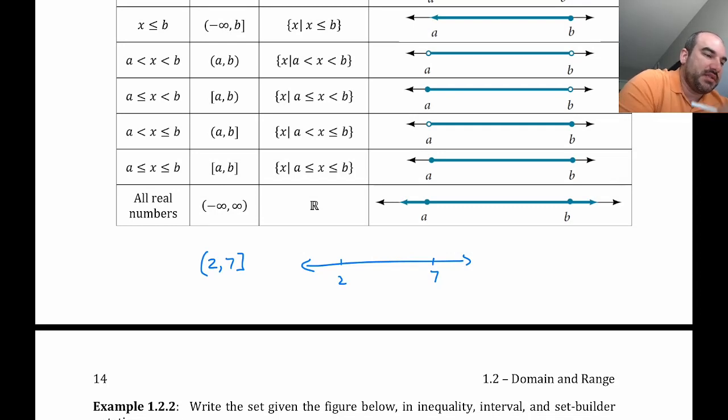The parenthesis next to the 2 tells me that I don't want to include the 2, so I want an open circle at 2, saying we're punching a hole at 2. Then the bracket around the 7 tells me that we want to include 7, so we put a closed circle at 7, and then we shade everything in between. That's what this interval represents on a number line: every number between 2 and 7, not including 2, but including 7.